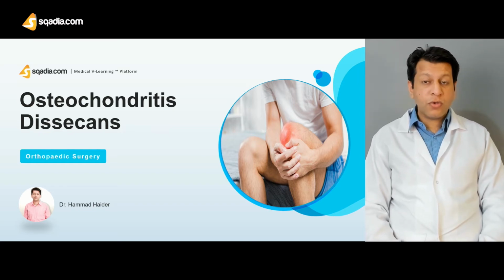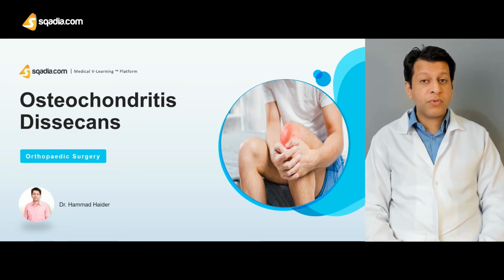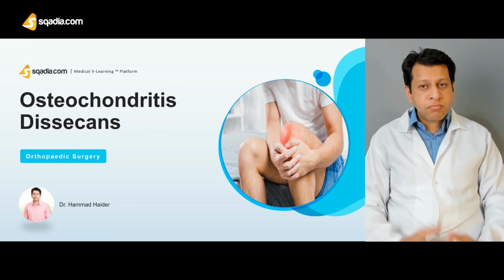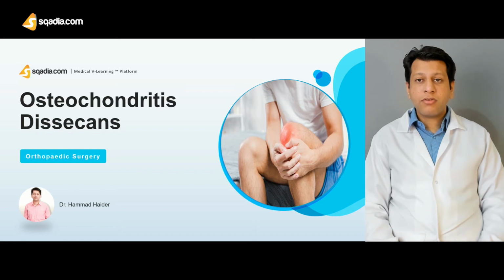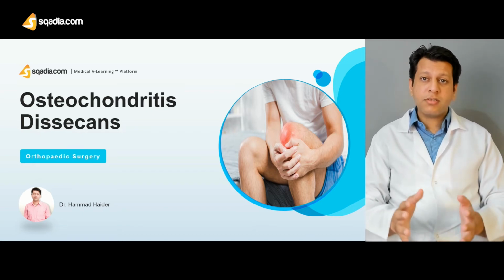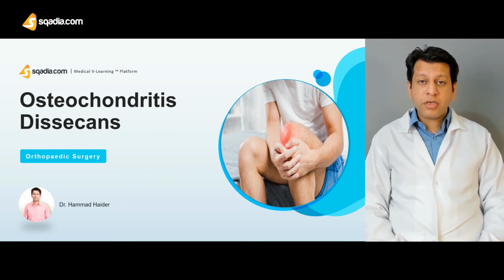What would be your suspicion in this kind of a skeletally immature child who comes with intermittent knee pain, often with effusion of the knee joint, especially when the pain and effusion get aggravated when he or she is doing some kind of an activity? Wouldn't osteochondritis dissecans be the first thing which comes to your mind? Probably yes. And today we'll be discussing this same topic, which is osteochondritis dissecans.